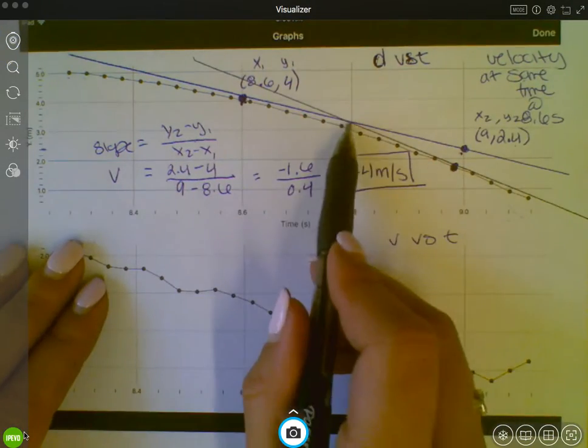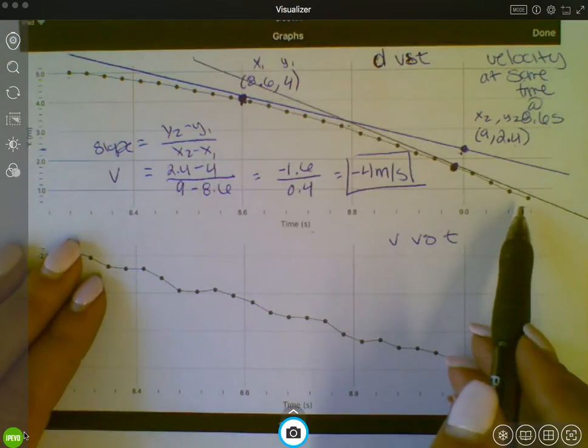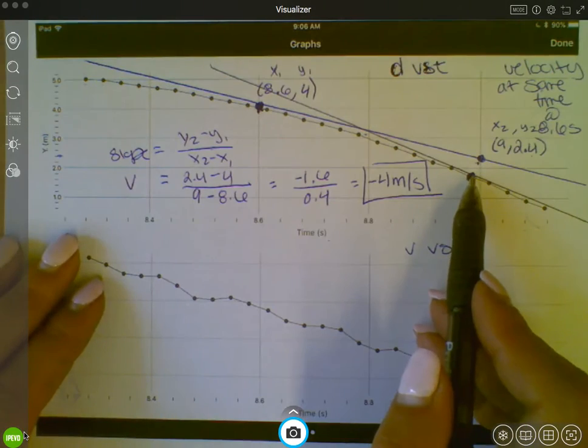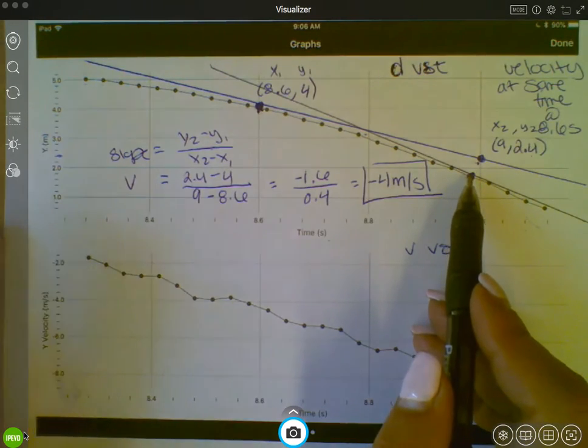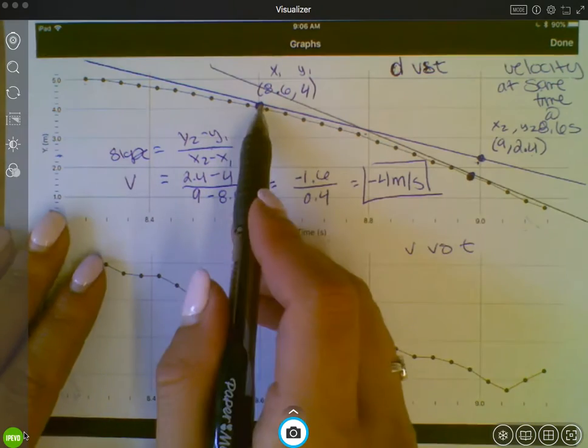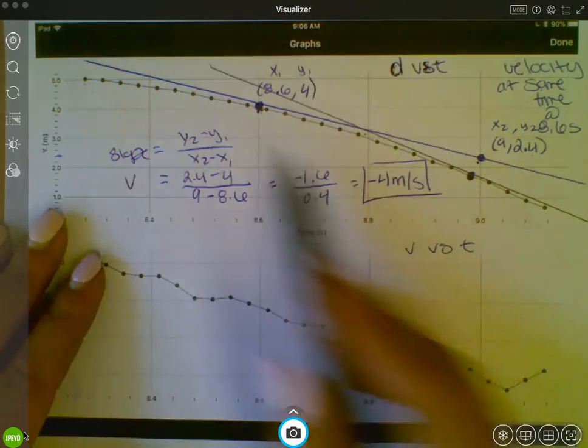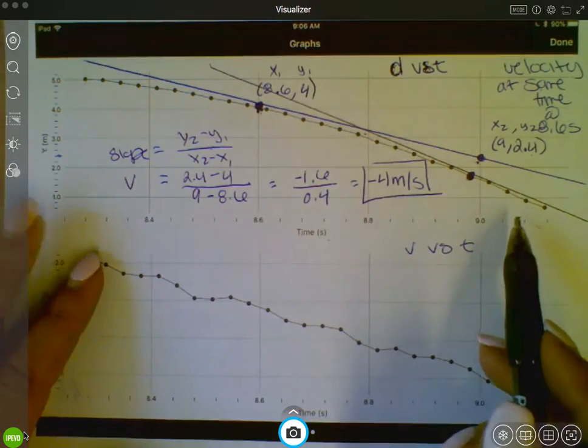Right? A lot different than that blue line, very different slope, much steeper. So what that means is that it's going faster at this point, which makes sense. That's later in the drop, and the ball has accelerated for longer. So you see why we have to do the slope of the tangent line at that point, right? In order to get the velocity there, because that's different than the velocity here.